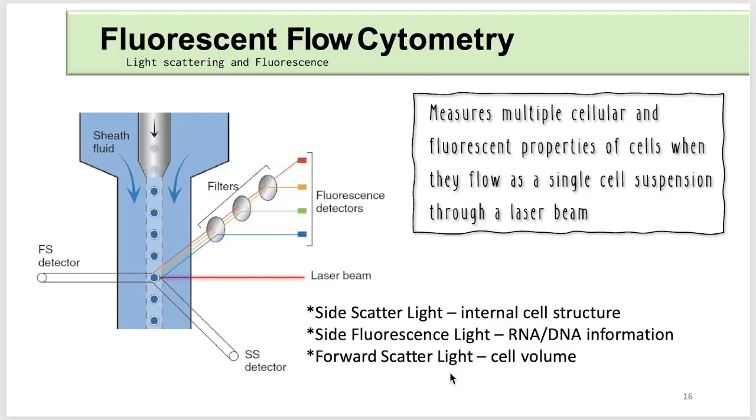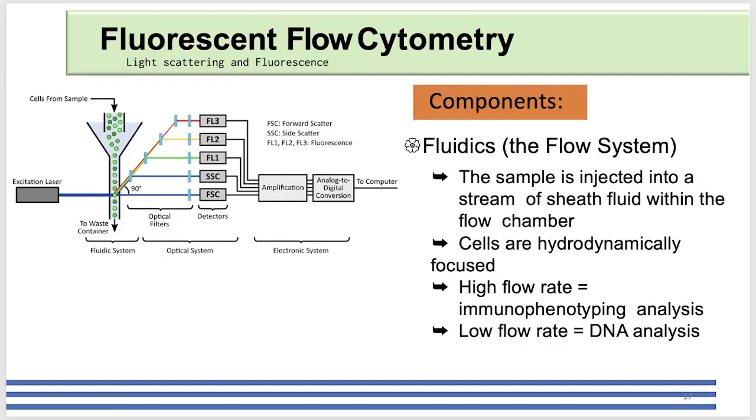So basically, your fluorescent flow cytometry is a combination of your optical light scattering plus your fluorescence. Kasi sa optical light scattering, dinidetect lang natin kanina yung internal cell structure plus your cell volume. But with the addition of your fluorescence, we were able to have an idea about your RNA or DNA. So these are the basic components of your flow cytometry, no?